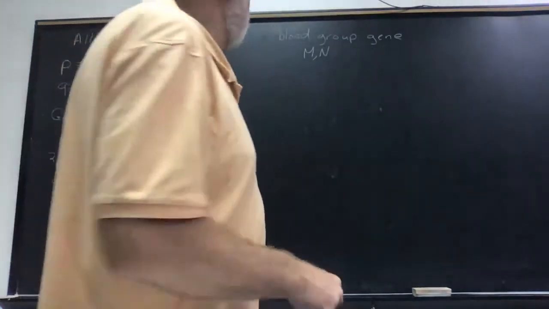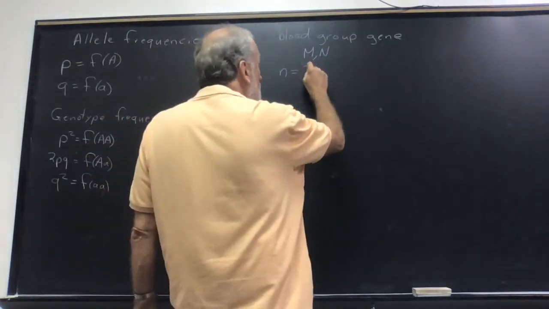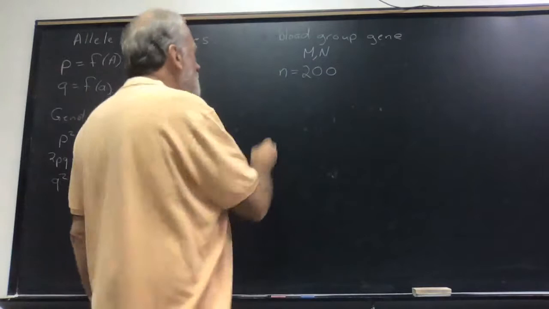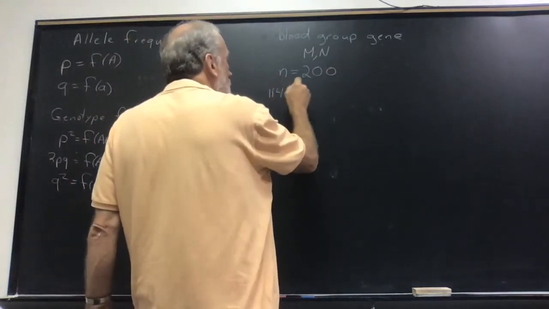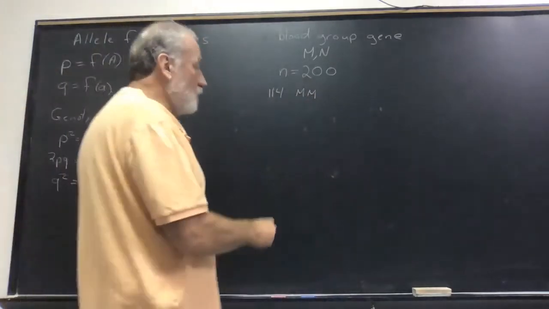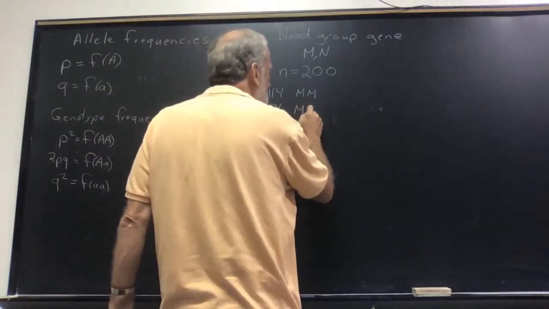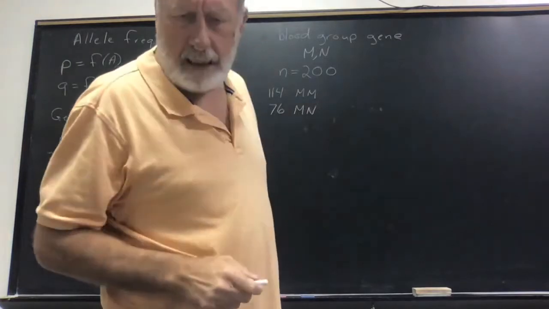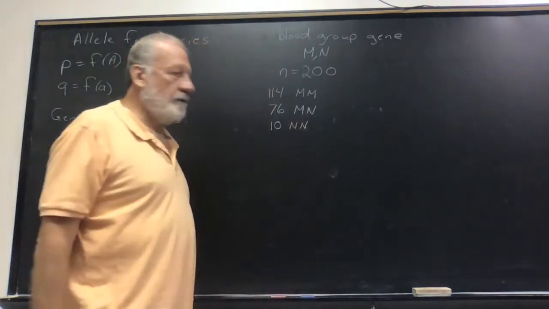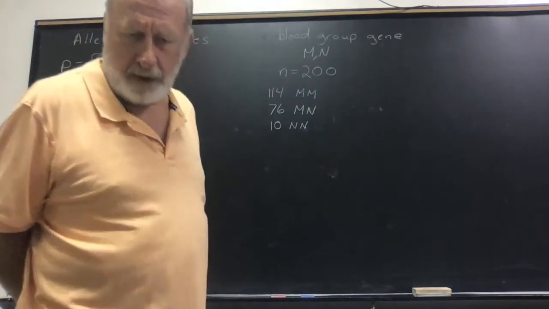So say that we have a sample size, I'll use little n for population size since big N is already an allele. We've got 200 people. And 114 have type M blood. That means they're MM homozygotes. There are 76 heterozygotes. And then 10 people have type N blood. They are NN homozygotes.